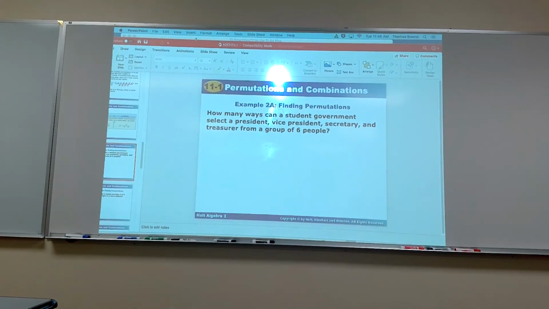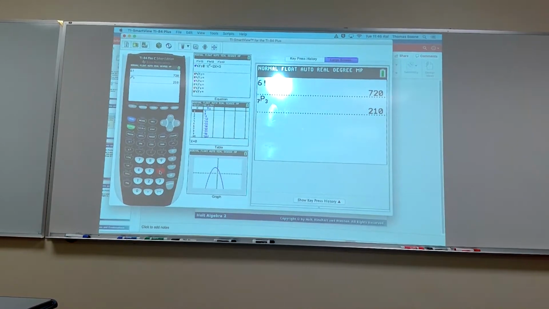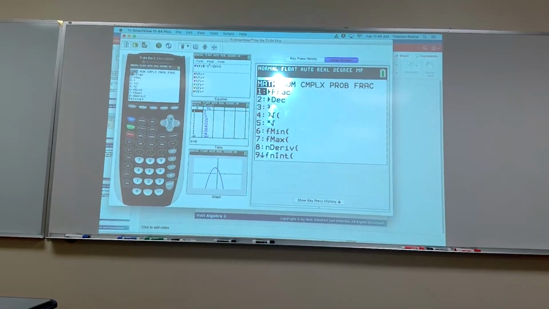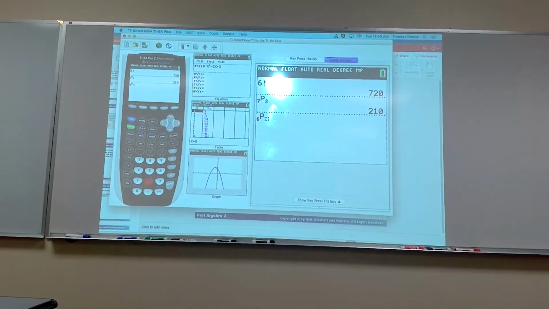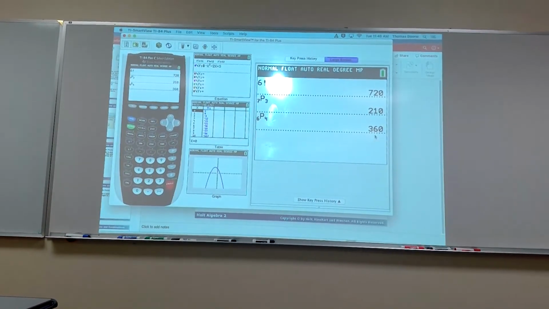So we go back to our calculator here. We're going to figure that out. We're going to go 6. Here we go, and let's go over to probability. Go down to 2, that's the permutation. 6, pick 4. There we go, we hit that. All right, there's 360 different ways of picking 4 out of 6 people for those positions, because the order does matter.